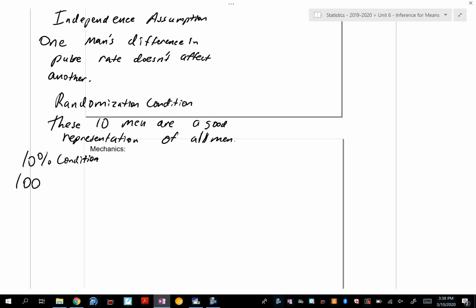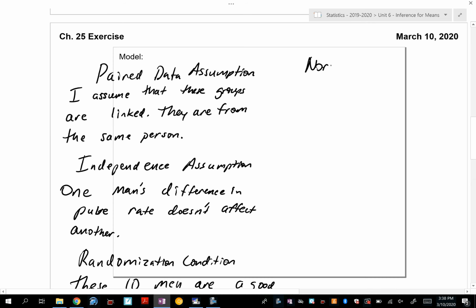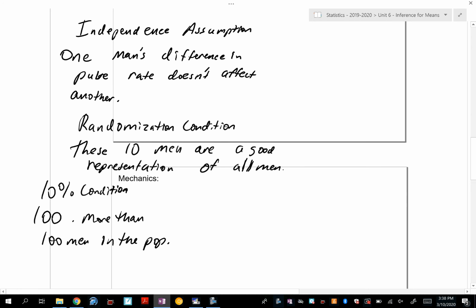Anyway, do we think there's more than 100 people? All right, let's do the last one. The normal population assumption. I put that there's more than 100 men in the population, right? So we're saying as long as this sample of 10 men comes from a population that's more than 100, then it's not more than 10% of the population. So our sample size would not be too big.